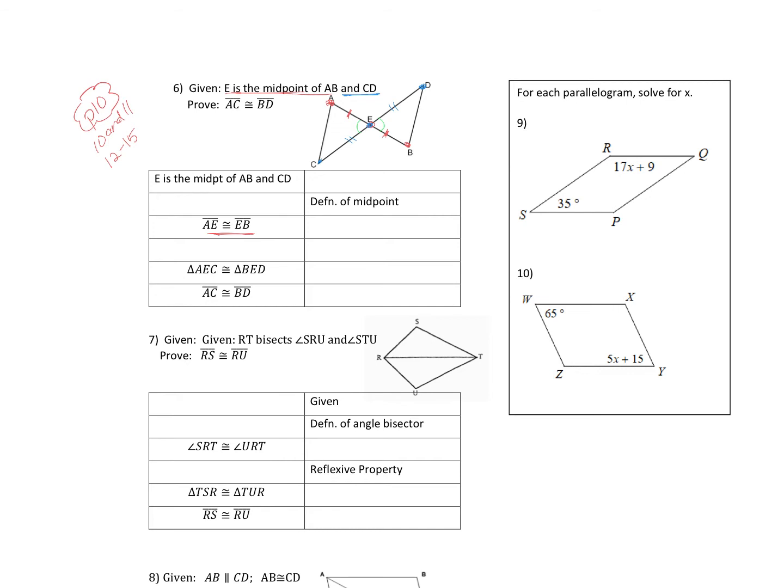So now step 3, I look at my picture. Why are these two triangles congruent? Well, side, angle, side. And so now everything else in my diagram is congruent by CPCTC.